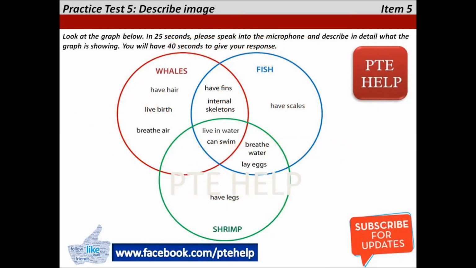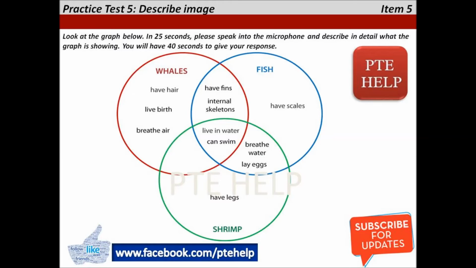Item 5, sample response. The Venn diagram explains the similarities and some dissimilarities between three oceanic species, namely whales, fish, and shrimp. The most salient feature of the correlation is that only two characteristics are common among all of them, that is, they all can swim and live in the water.